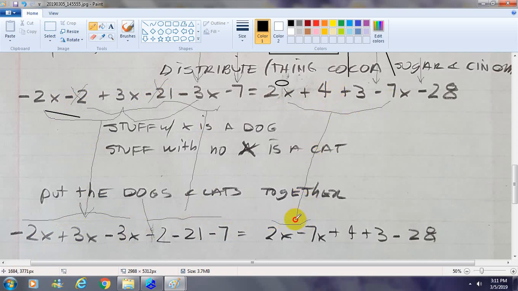And then again, very neatly, and this is what you have going for you, you have the 4 plus the 3 and the minus 28. You just copy the signs exactly as you see them. Again, you have to practice this yourself with examples.